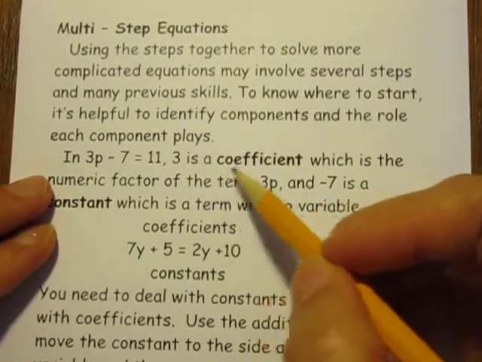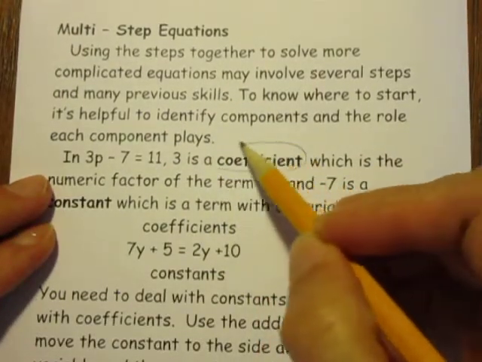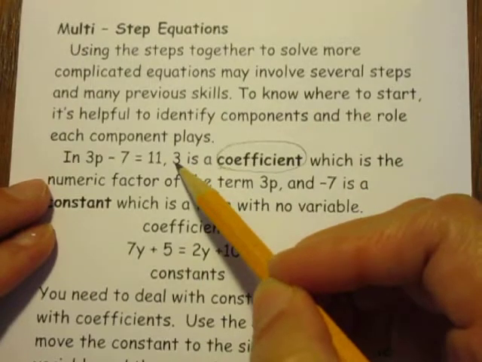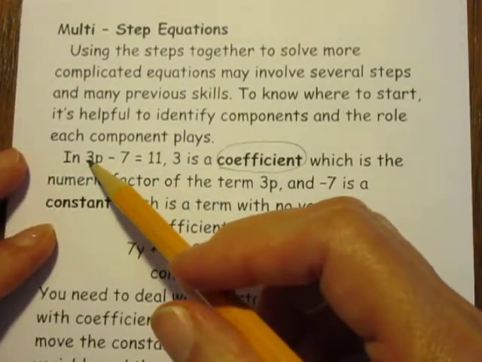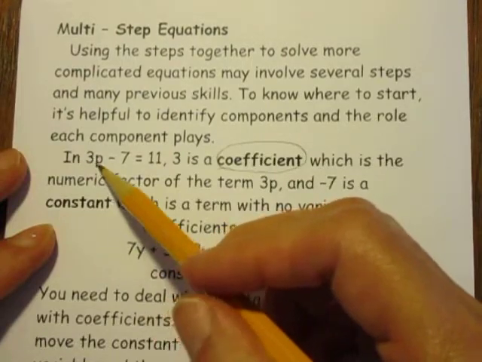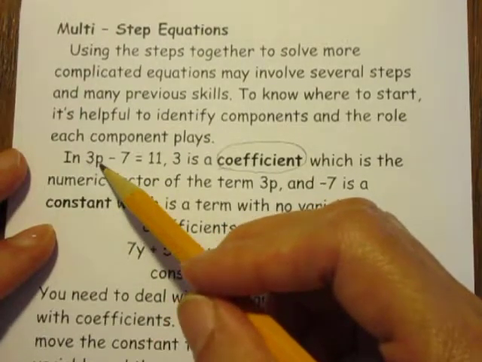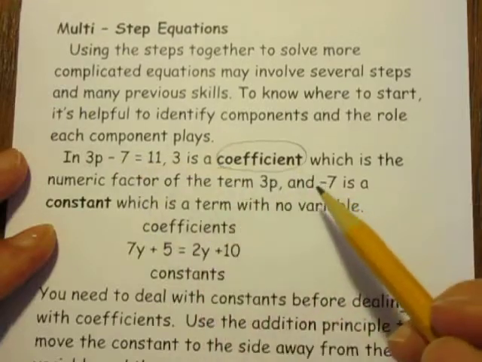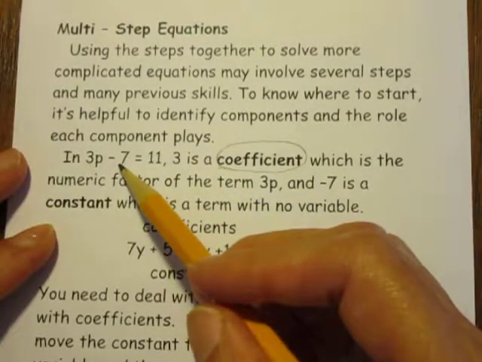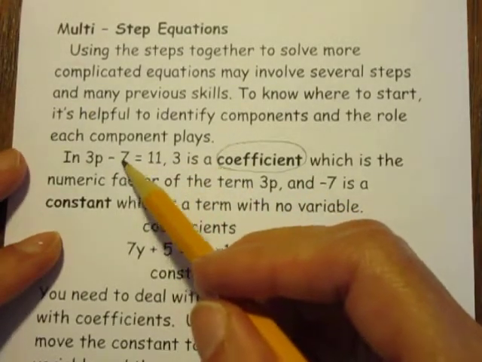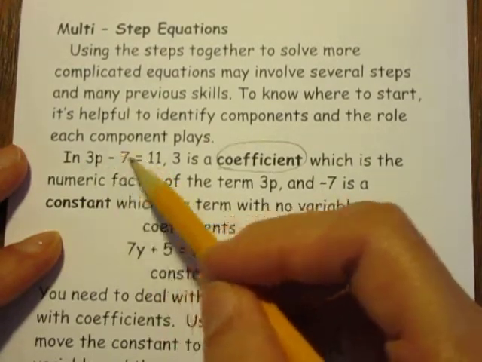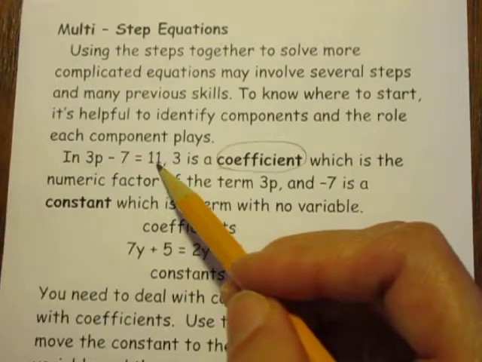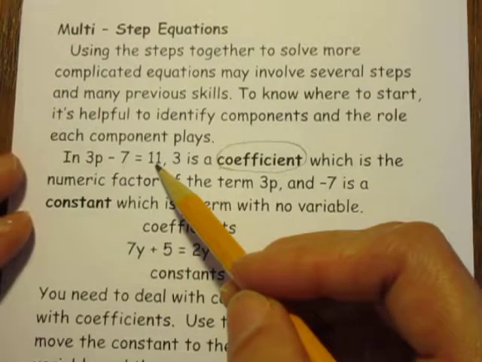I'm hoping that students can get comfortable with the term coefficient and can recognize that 3 is a coefficient. What that means is 3 is the numeric factor of the term 3p. The negative 7 is a constant, and it has no variable with it. So we have the coefficient term, and then we have the constant term. And technically, 11 would be another constant on the other side of the equation.